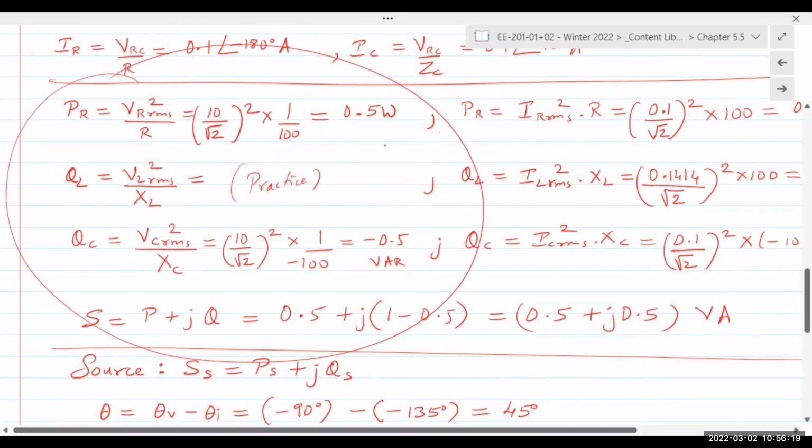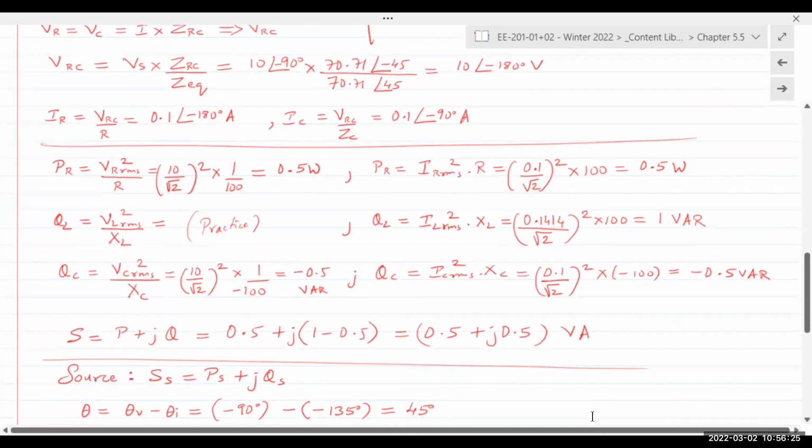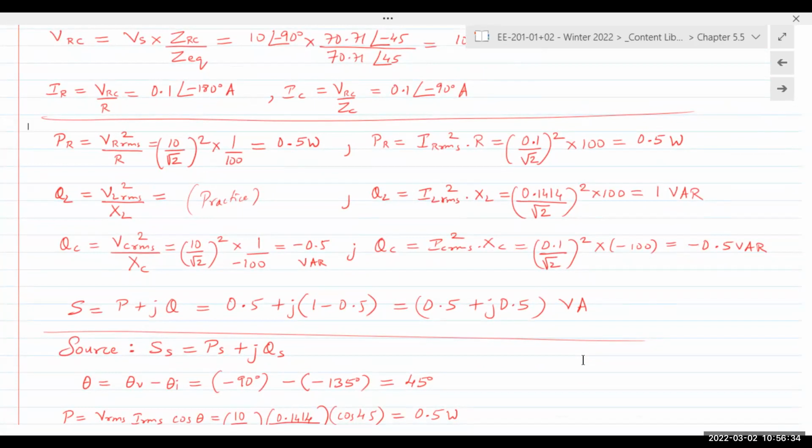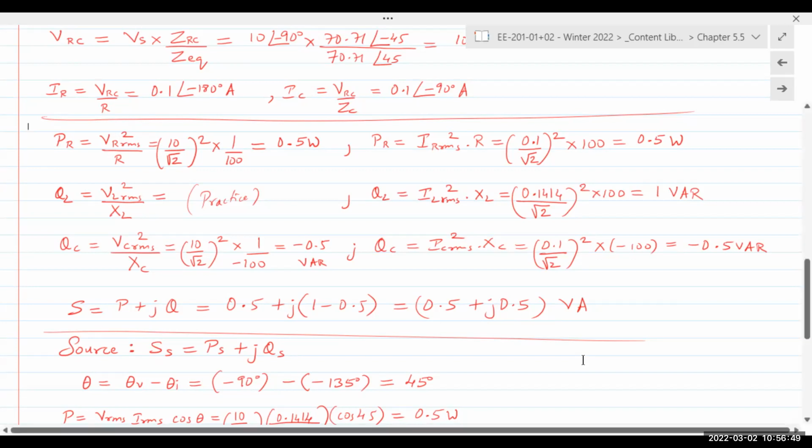So again, the question was to find the power for every component. In order to find the power, I do not need both voltage and current. That is one advantage of using the other equations, right? If you use VRMS, IRMS times cosine of theta, we need both voltage and current for that component. So that is one disadvantage. But on the left here, I have V square over R. Here I have I square times R. Inductor, it will simply become V square over XL, V square over XC for the capacitor. And here it becomes I square times XL and I square times XC.